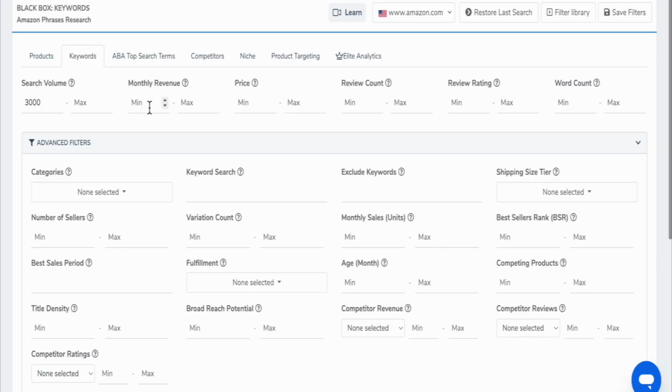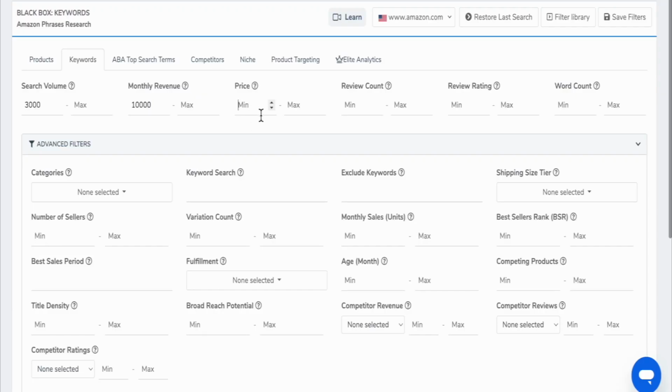The next section is monthly revenue. Now, for the monthly revenue, you do want to take into account that private label is a lot of work and you're putting in a lot of money into it. So we want to get as much profit out of our product as possible. So for me, I would like to have a 10,000 minimum profit for the month.